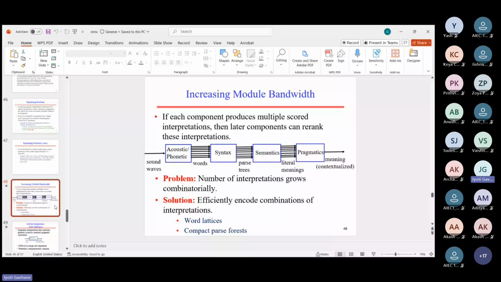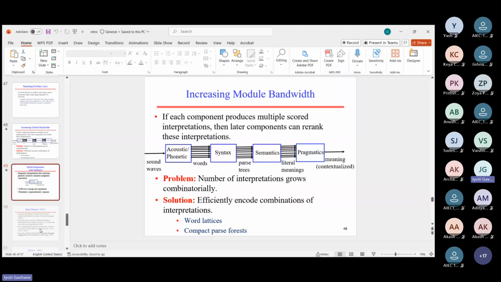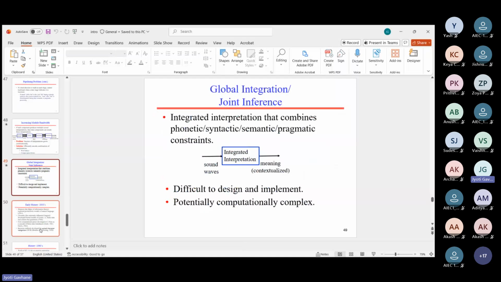Now, if the number of interpretations grows combinatorially, then efficiently encode combinations of interpretations. That is the solution, okay, for the problem. Because the number of interpretations is going to increase in combinations, the solution would be to find the word lattices and the compact parse forests. This is the solution.